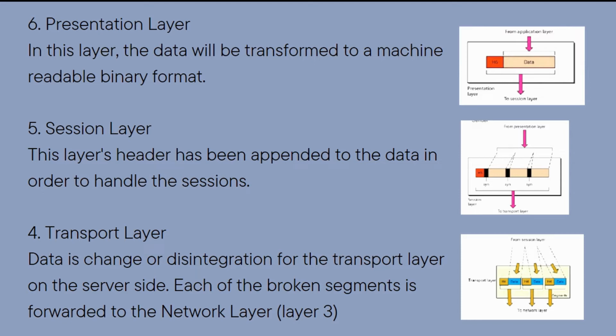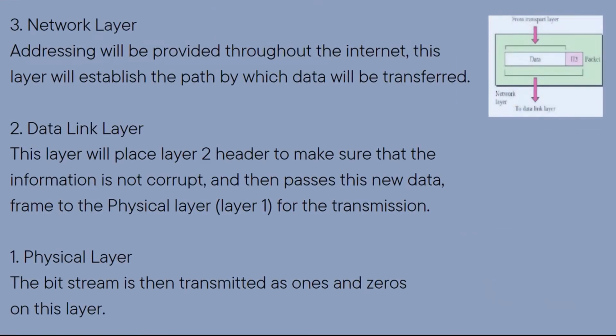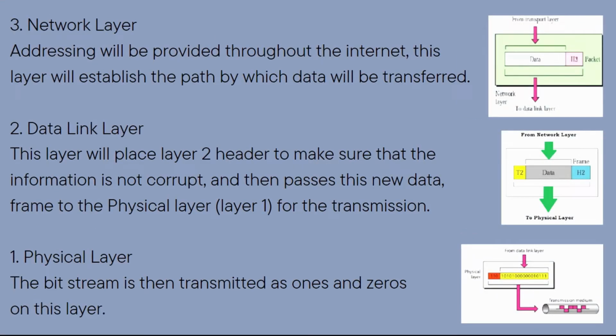Next is session layer. This layer attaches a header to the data in order to handle the session. Next, transport layer. Data is sent on distribution for the transport layer on the server side. Each of the broadcast segments is forwarded to the network layer. Number 3 is network layer. Addressing will be provided to the internet. This layer will determine the path by which data will be transferred.